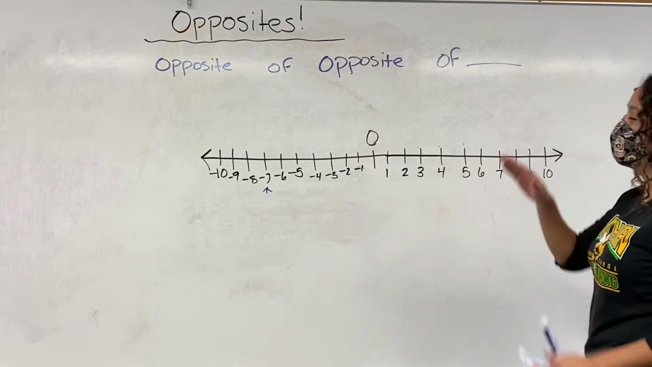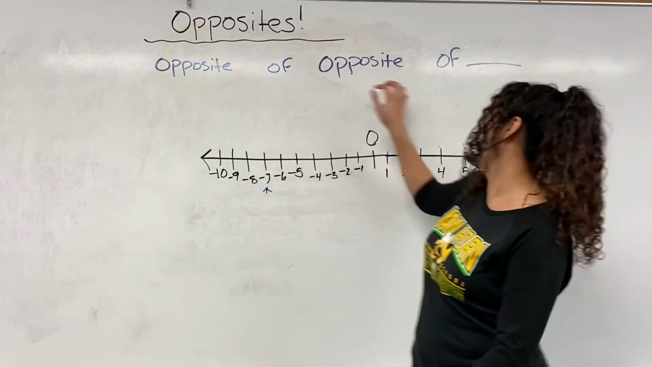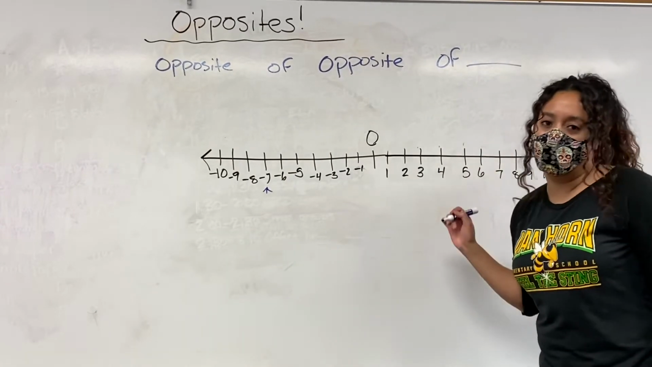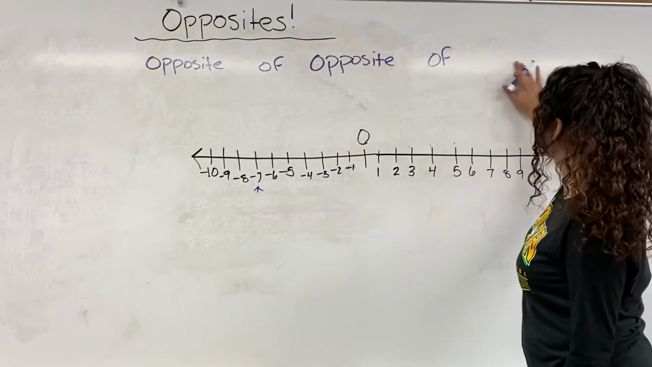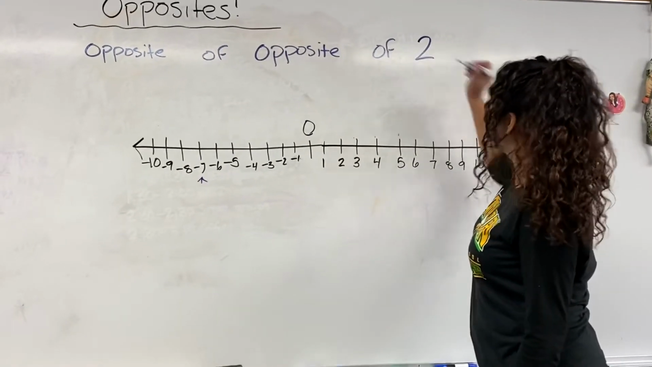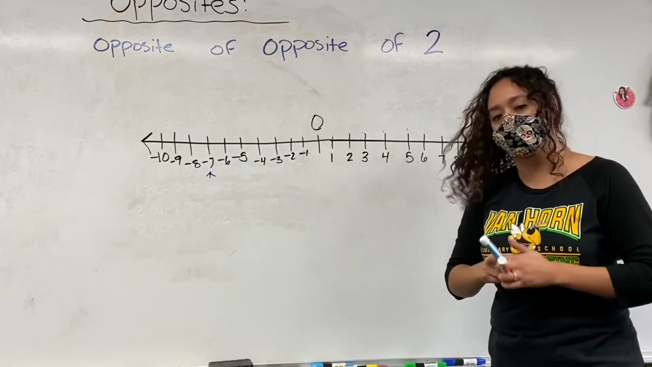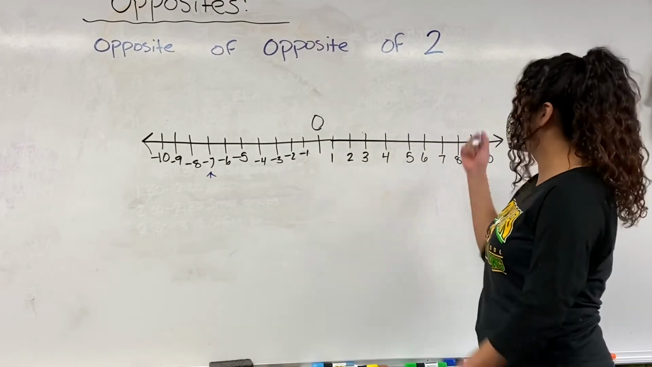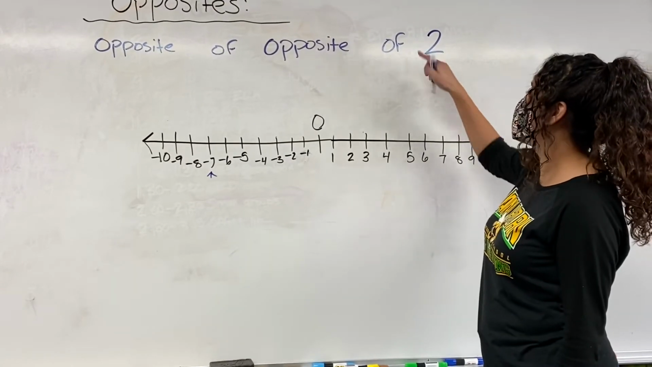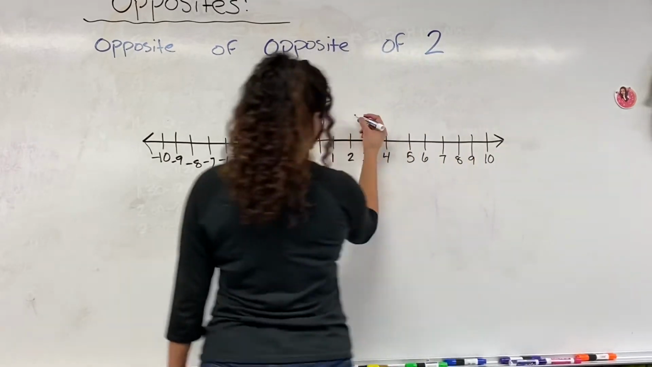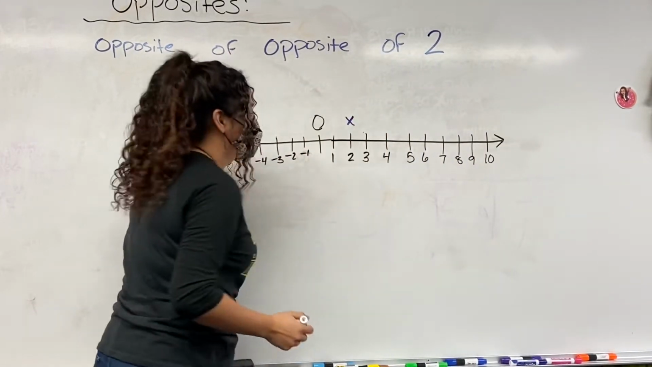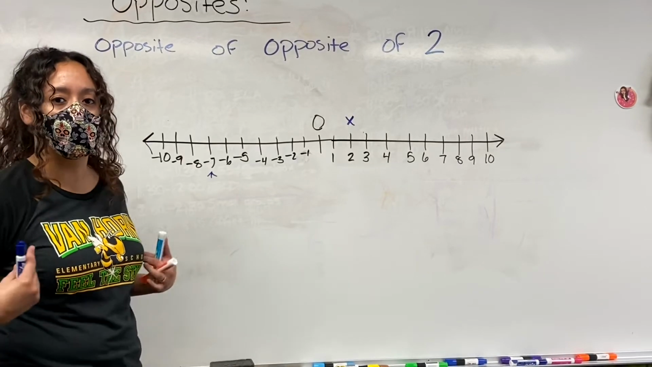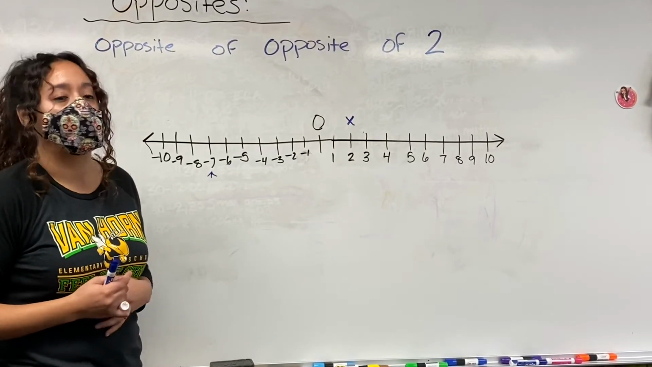Let me show you. So let's do an example. Opposite of the opposite of. It's a word game. They're just trying to mess with you. So let's do opposite of the opposite of 2. First and foremost, let's find it on that number line. I know 2 is positive. There's nothing in front of it, so it's positive. It's right here.